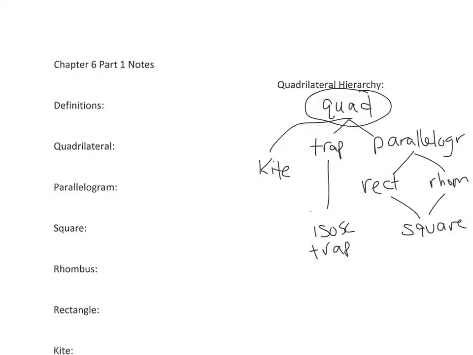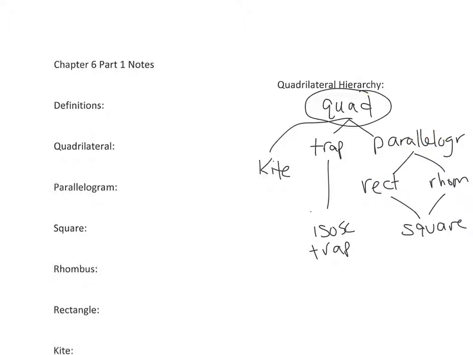Okay, this section is the basic definitions and hierarchy of the quadrilaterals. So the way a hierarchy works is, if you have an isosceles trapezoid right here, all isosceles trapezoids are trapezoids. Every trapezoid is a quadrilateral. Every kite is a quadrilateral. Every square is a rectangle. Every square is a rhombus. Every rhombus is a parallelogram. Every rectangle is a parallelogram. Every parallelogram is a quadrilateral.